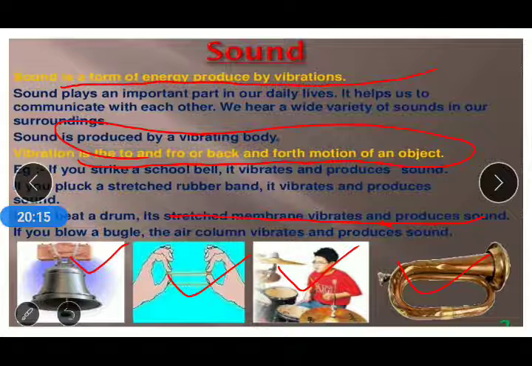So from all these examples, we can conclude that sound is a form of energy which is produced by vibration. Vibration is the to and fro or back and forth motion of an object. And lastly, sound is produced by a vibrating body.